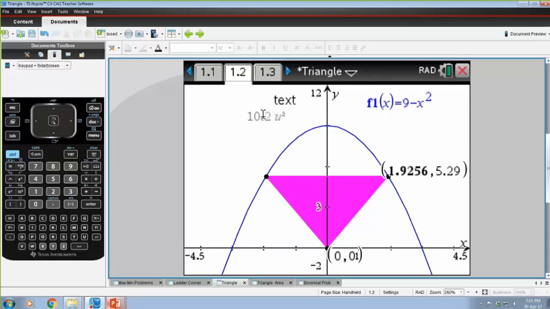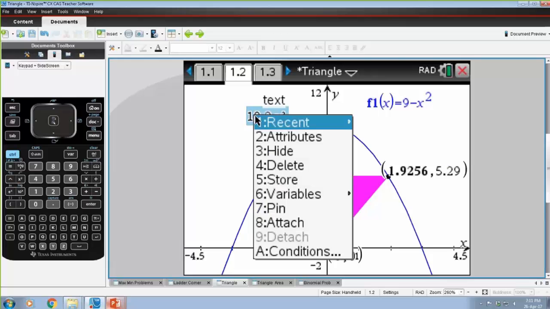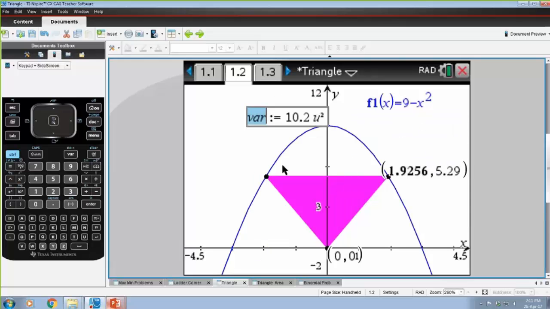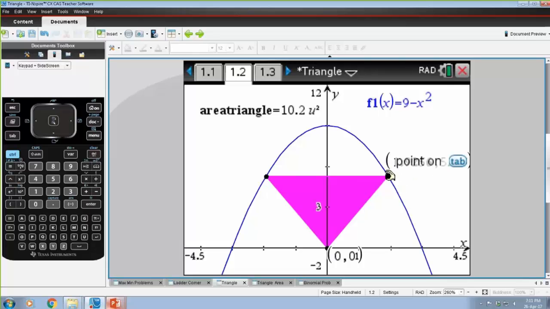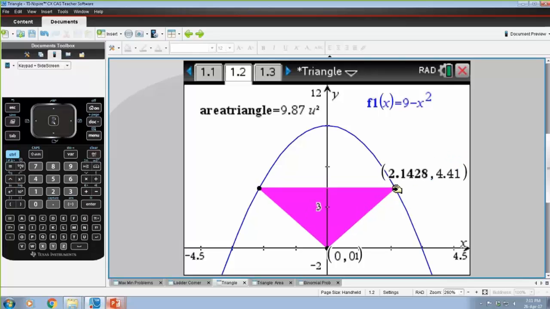Alright, so now we also want to store this one and give it a value. So we'll do the same thing that we did before. Store this one to a variable. I'll call this one area of this triangle, and press enter. And just move it away. So we can see now that when I move the point, the area of the triangle is changing and the point is changing as well.